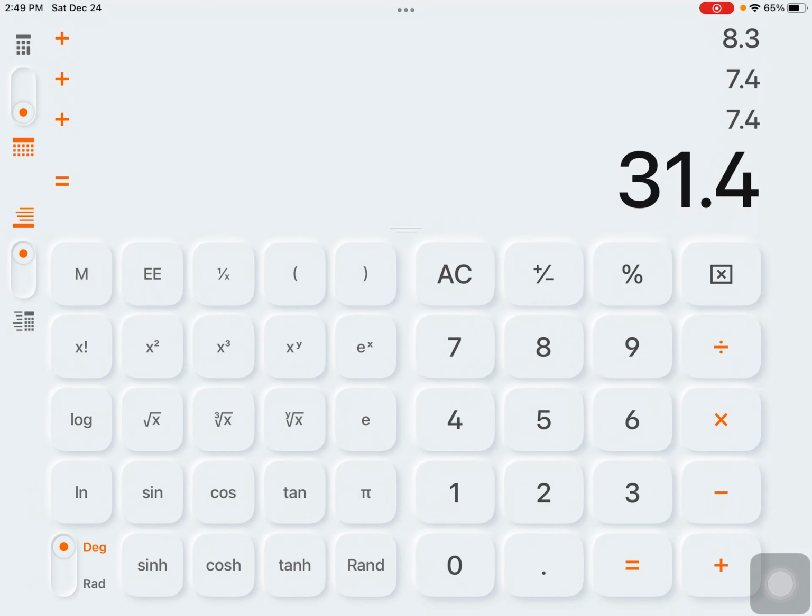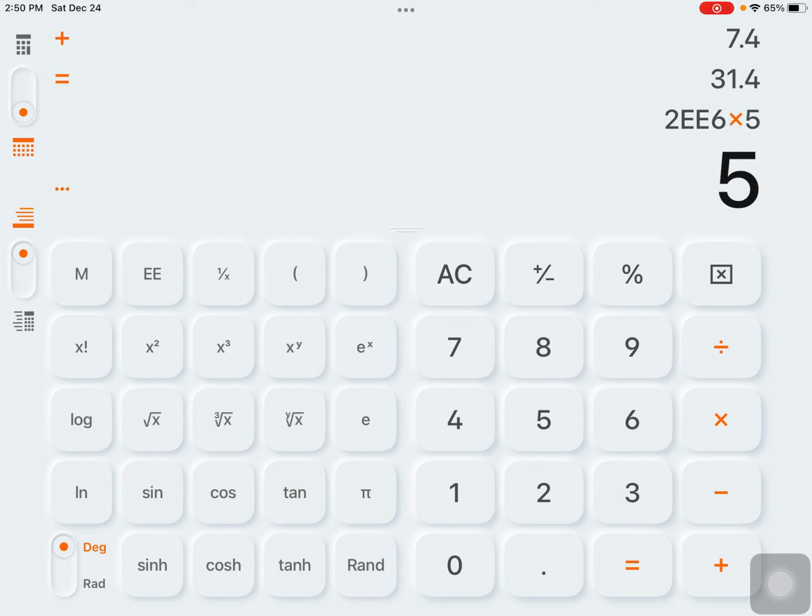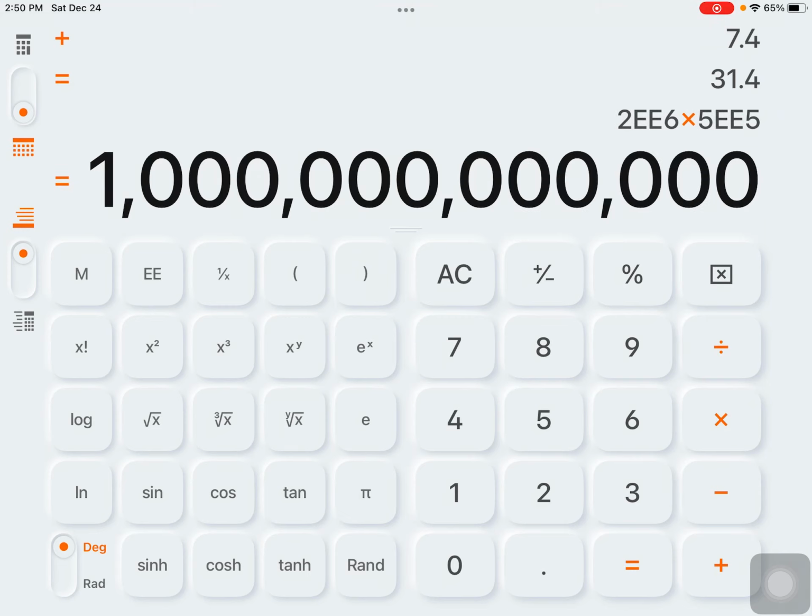Now this is a little bit different on your iPad calculator. It's 2 EE, and there's the 6. Okay, and when I hit the times button, then you notice that up in the right above the 2 million thing there, it shows 2EE6. I'm multiplying that by 5 EE5. Okay, and when I hit the equal sign, it shows that right above this, and now it's a whole big giant number, and this calculator won't put that into scientific notation. So it looks like I've got 3, 6, 9, 12 decimal places.